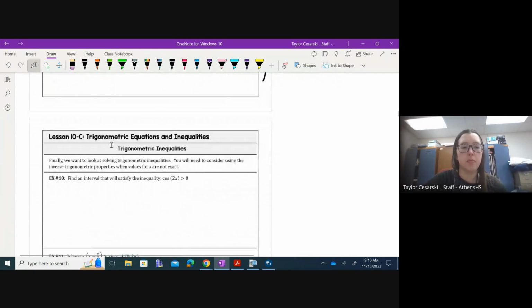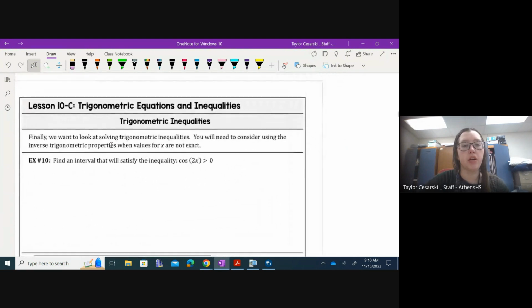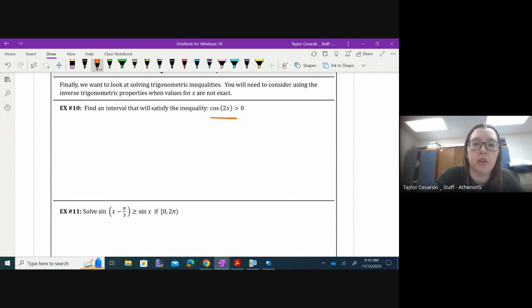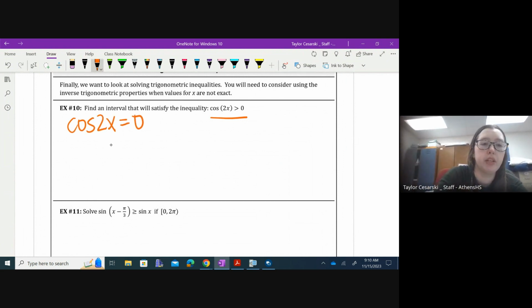All right, let's look at a couple of inequalities now. The first one is going to be the hardest because we're not going to have a calculator, and then the other ones we'll just use our calculator to solve. This one says cosine of 2x is greater than 0. How I would think about this is finding where cosine of 2x equals 0. Those are going to be my critical points. Cosine equals 0 at pi over 2 and 3 pi over 2.